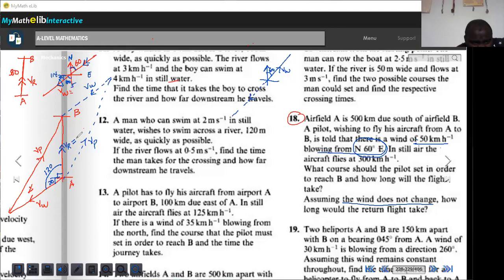If I assume this is x, the velocity of the plane was 300. The velocity of the wind was 50. Do you see that we have Vp squared is equal to Vw squared plus Vr squared minus 2 Vw Vr cos 120, using the cosine rule.